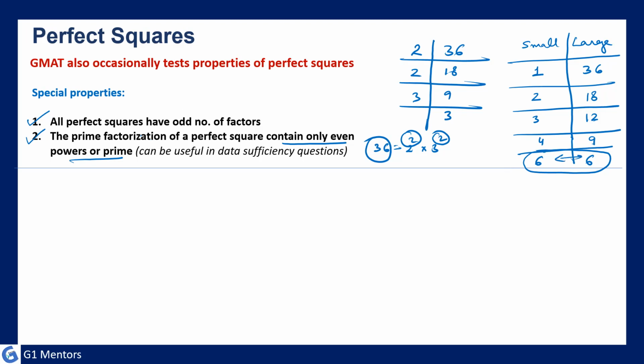That's why we say that all perfect squares have an odd number of factors. So what are the factors of 36? 1, 2, 3, 4, 6, 36, 18, 12 and 9. So how many factors are there? There are 9 factors of 36, which is an odd number.